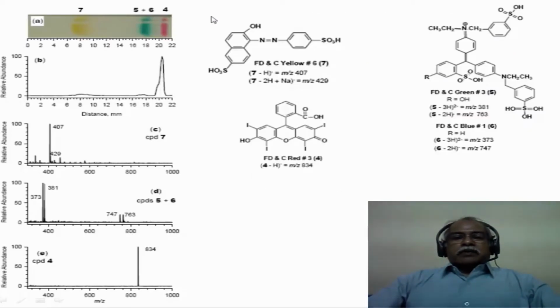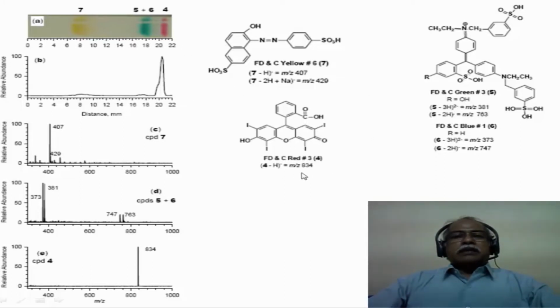Now here is an example of analysis of three different dyes. We have a dye which is yellow in color, which is labeled as 7 here. There is another dye which is greenish blue in color, there are two kinds of dyes in this particular spot, and there is another dye which is magenta color or slightly purplish color in this particular region of the TLC plate.